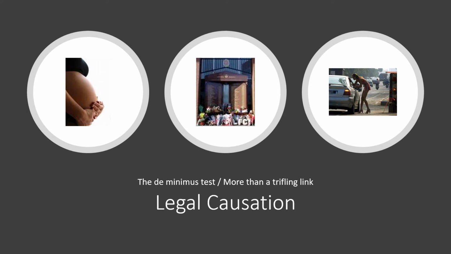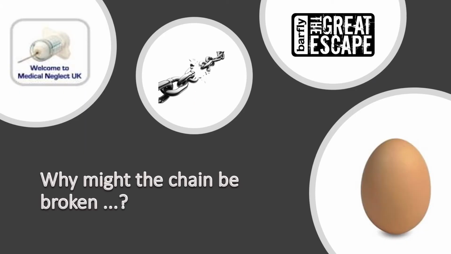In Hallett's case, we have a situation where the defendant was more than a trifling link despite not being the main cause of death. So it's important to know in scenarios, we're going to come to this in a different video, but in scenarios to establish were they more than a trifling link. So this is a legal question.